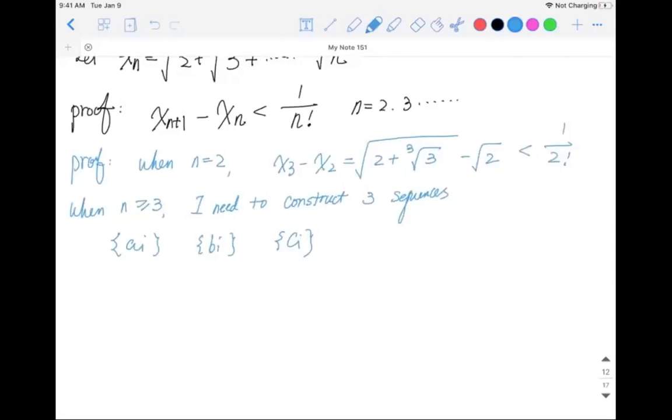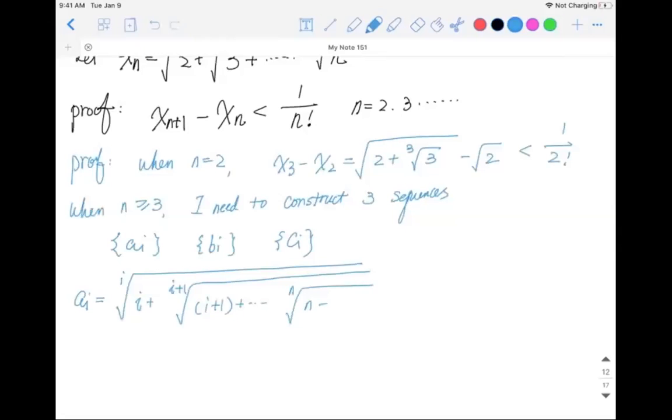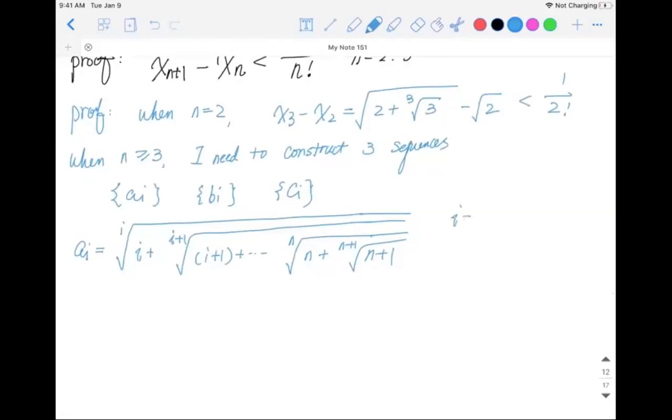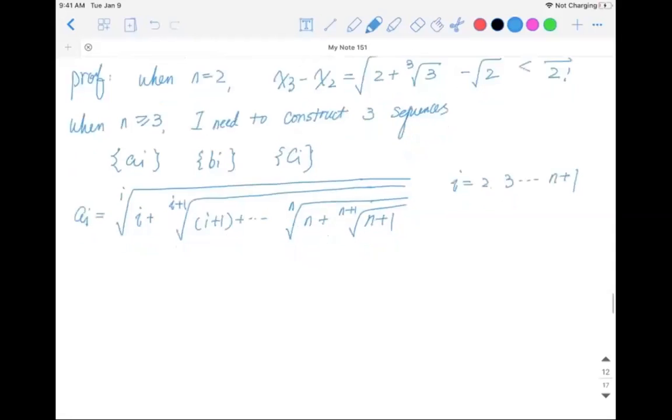Okay, so how does AI look? AI looks quite similar to our original expression. AI will be written as I exponents I under root plus I plus 1 under root I plus 1 all the way to n under root n plus n plus 1 under root n plus 1. Okay? So this is the weird one that I need to construct. So here I can be equal to 2, 3, all the way to n plus 1. All right, that's for AI.